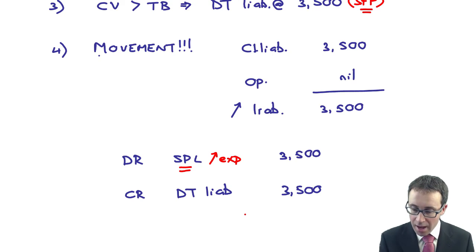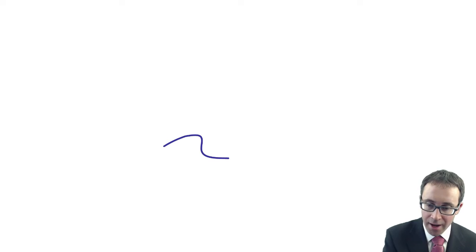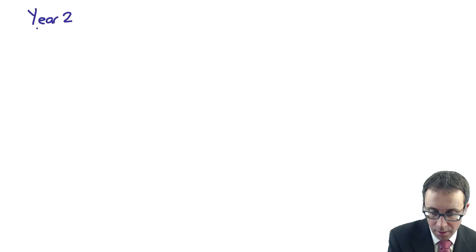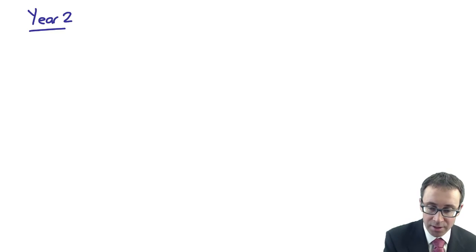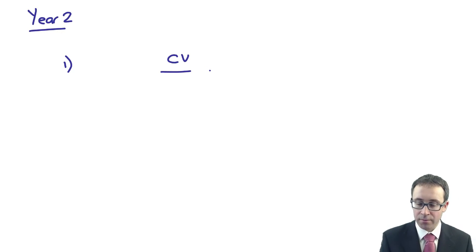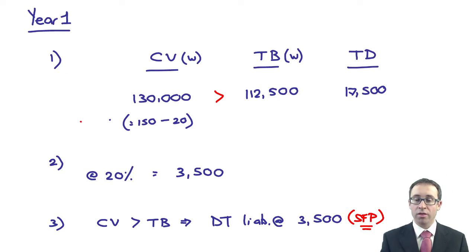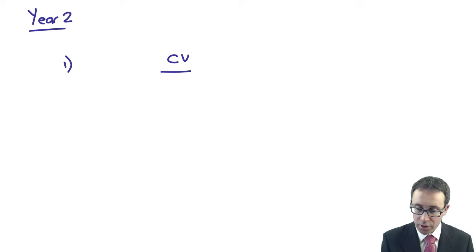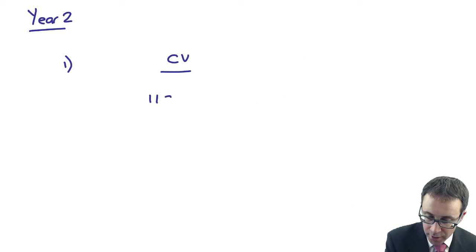Okay. If we go through and then play around with it for year 2, again, we're going to follow the same steps. So step number 1, the carrying value. Well, the carrying value previously was 130. It needs to be reduced by another year's worth of depreciation. So is that, I think, 110,000?